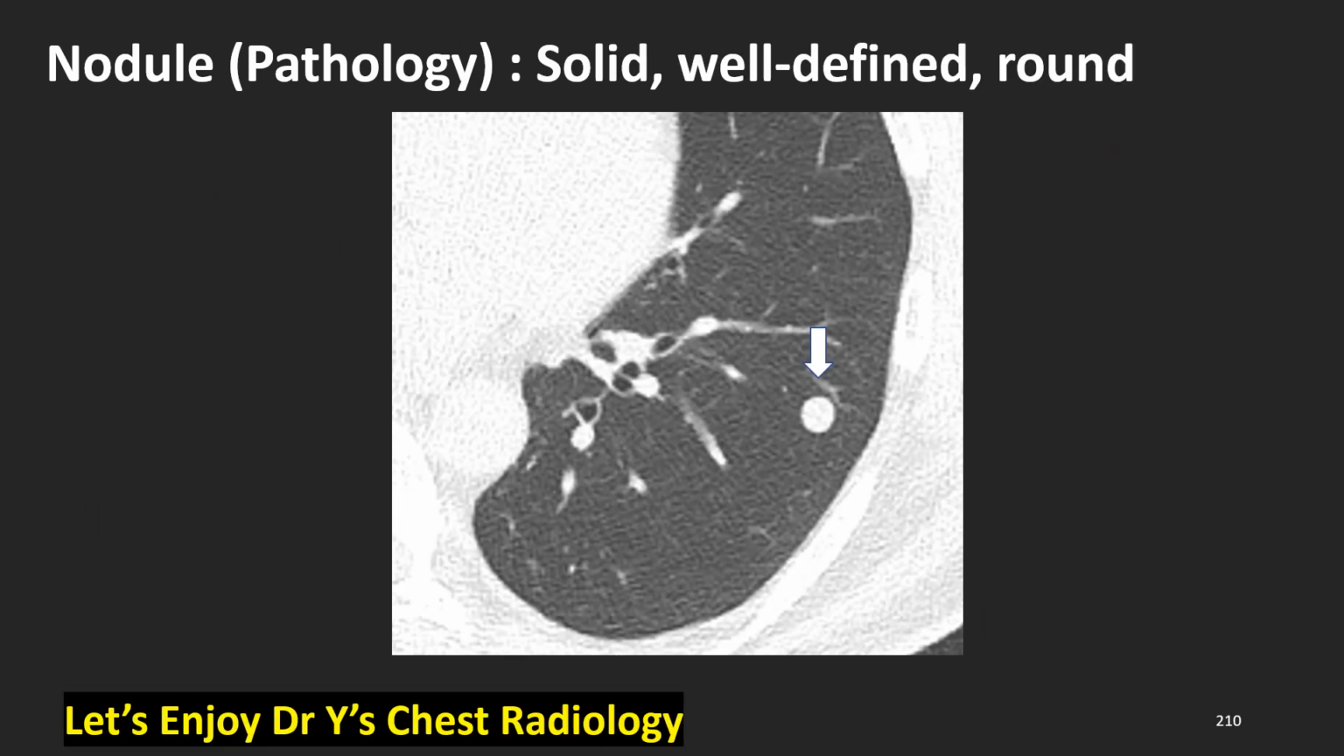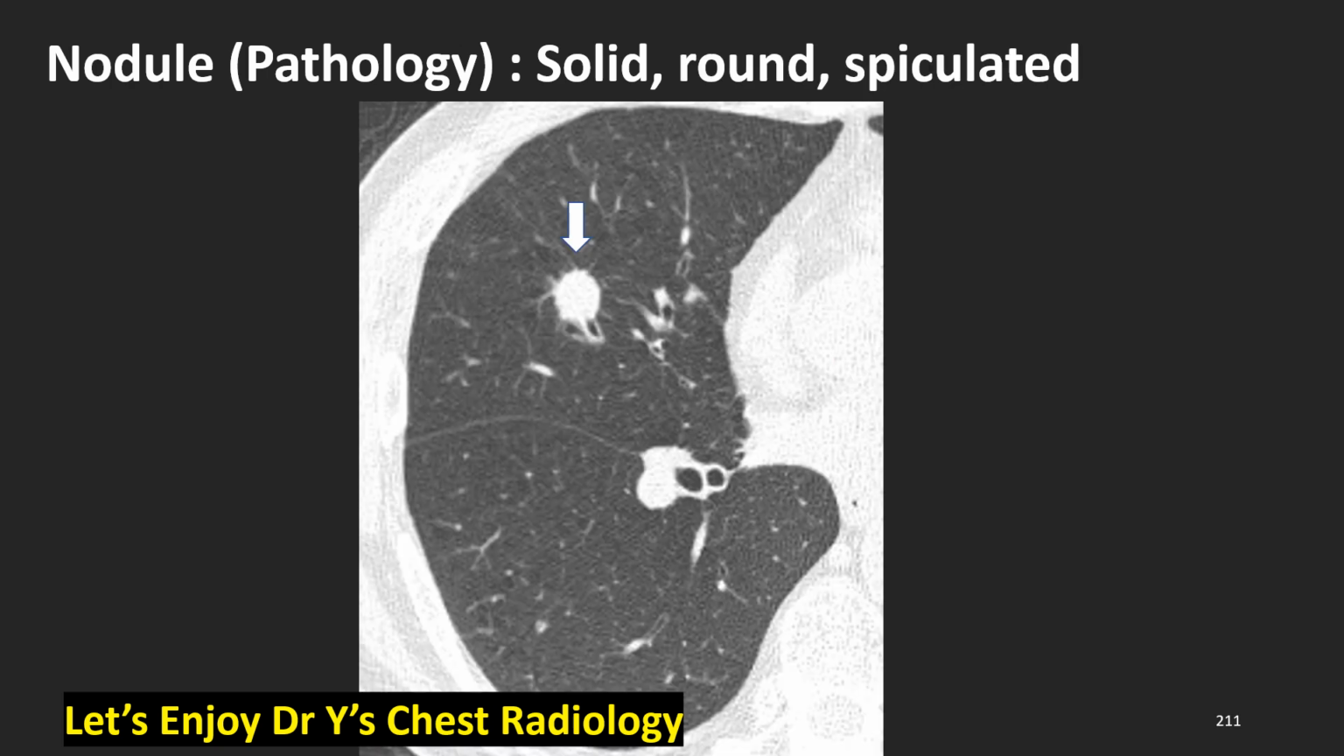Nodule pathology. Arrow indicates solid nodule, well-defined nodule, round nodule in left lower lobe. Nodule pathology. Arrow indicates nodule, solid nodule, round nodule, spiculated nodule in right middle lobe.